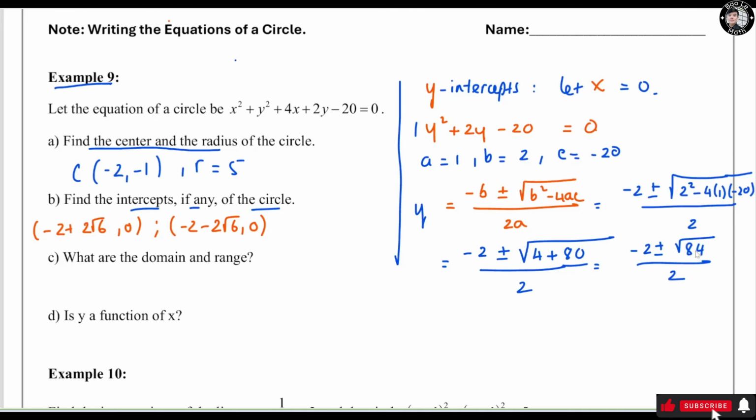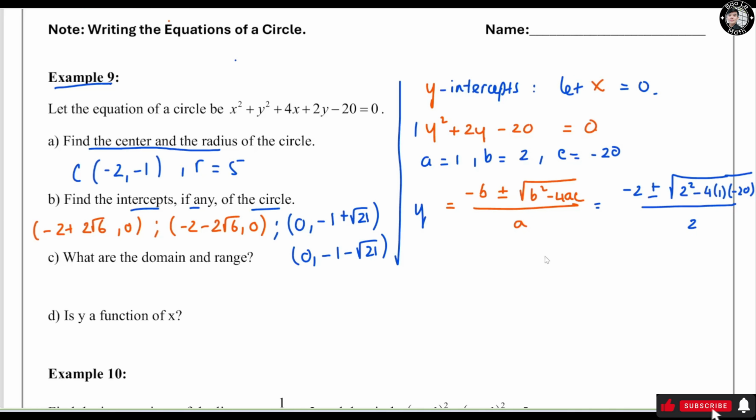84 can be split into 4 and 21. 4 is a perfect square. You can bring it outside. It's going to be 2, right? So it could be negative 2 plus or minus 2 square root of 21 over 2. Divide the top and bottom by 2. So it could be negative 1 plus or minus the square root of 21, right? So that is the y-intercept. Now question C.